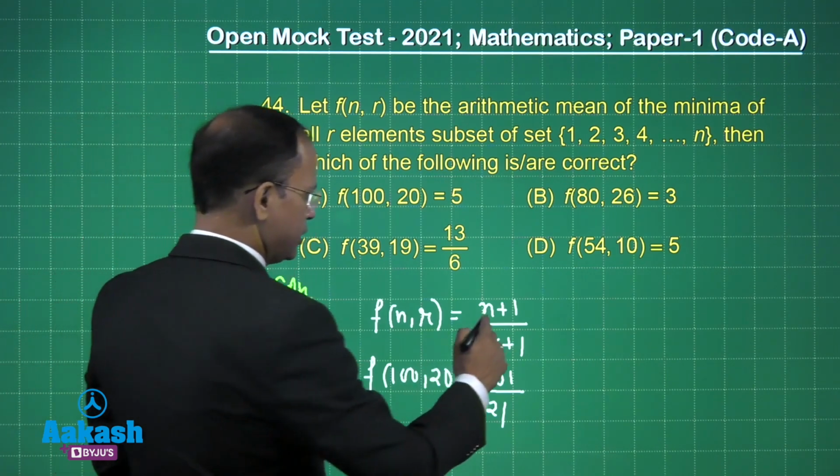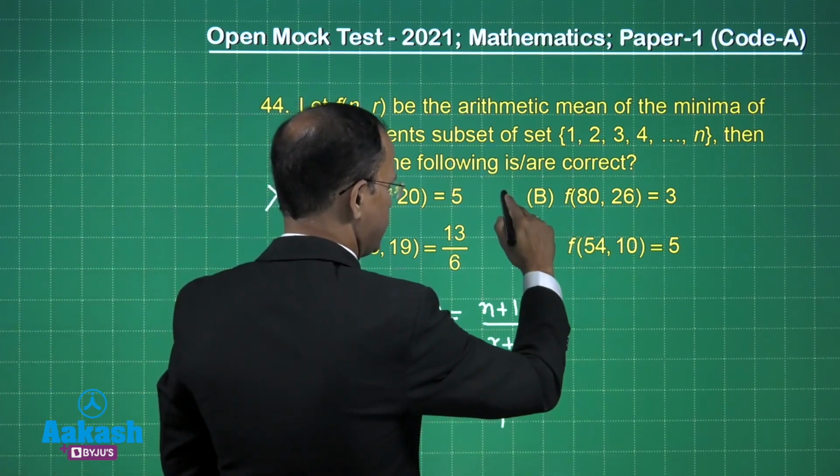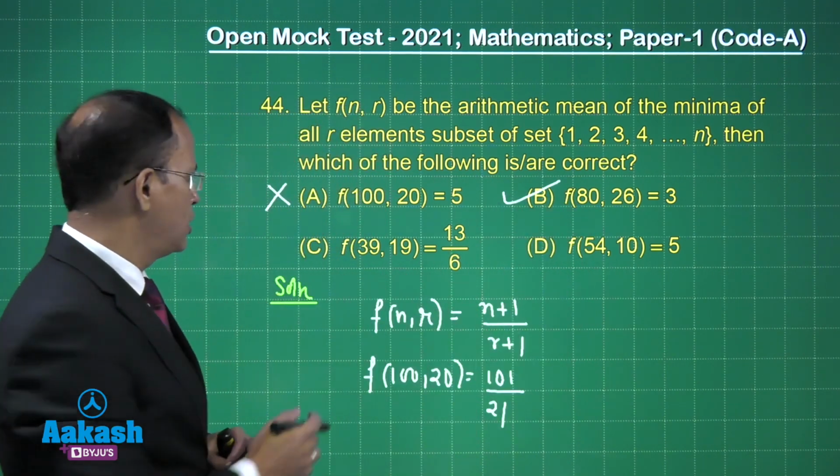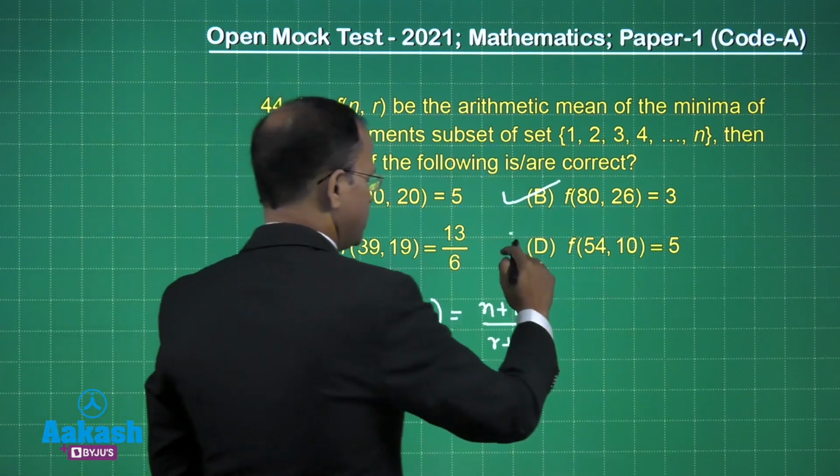What about the second one? 80 plus 1 upon 26 is going to be 3. Yes, this is right. The first is wrong, and this is going to be right, friends.